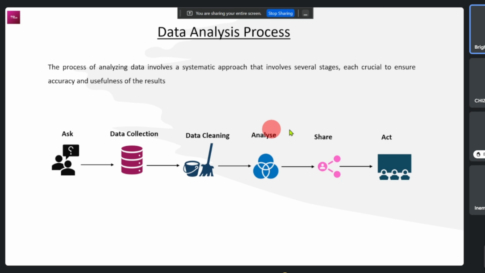The next slide here, we have the data analysis process. Before you start analyzing your data, you must pass through these processes. The process of analyzing data involves a systematic approach with several stages, which is crucial to ensure accuracy and usefulness of the results. So as a data analyst, these are the steps you must pass through to analyze your data. You can't jump from one to another. You must pass through these 6 steps to analyze your data.